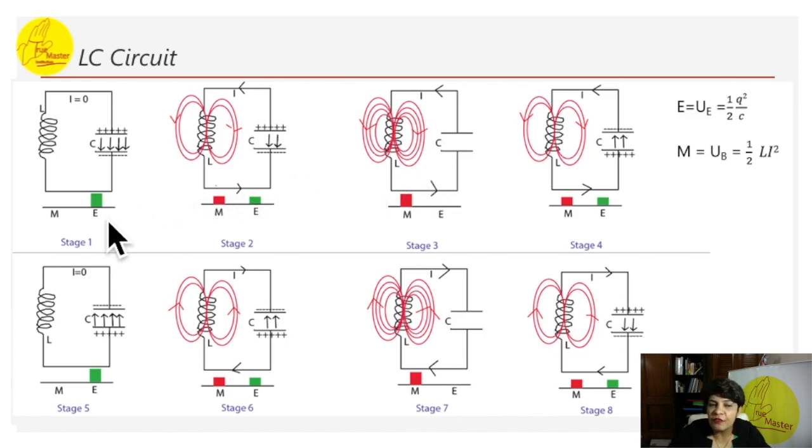And the magnetic field at this stage is 0. You cannot see any red circles here. No magnetic field is being shown here. So at stage 1, the magnetic field is 0. Current is also 0 in stage 1. You cannot see any arrow here. This arrow represents that a current is flowing. In this stage 1, there is no current. I, the current, is 0.